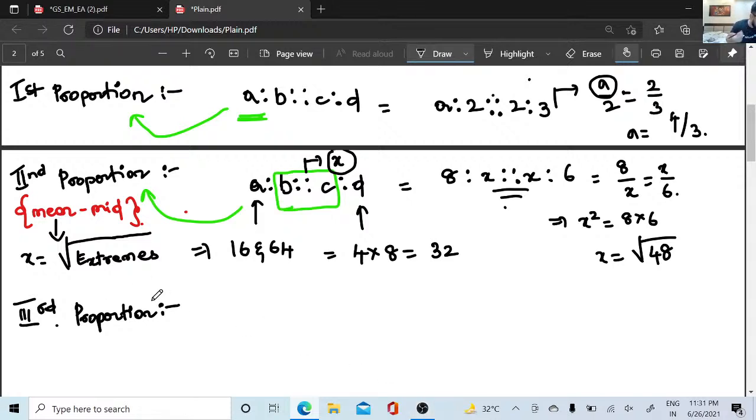Now we are moving on with the third proportion. So what is the third proportion? I think 15 minutes of class was already done, so I'll take an extra 15 minutes now. I'll finish off the session by 11:45. What is the third proportion, people? Can anyone tell me?